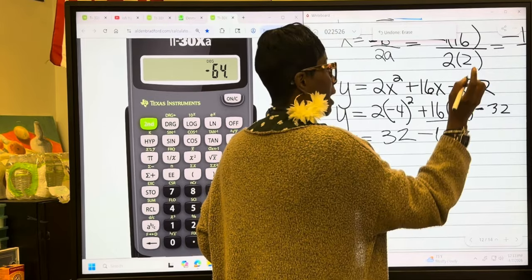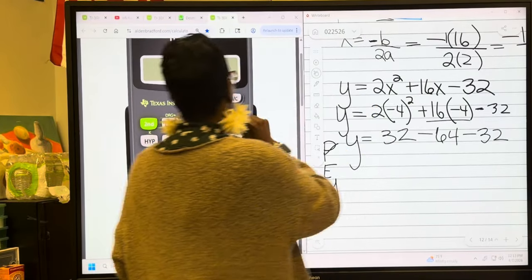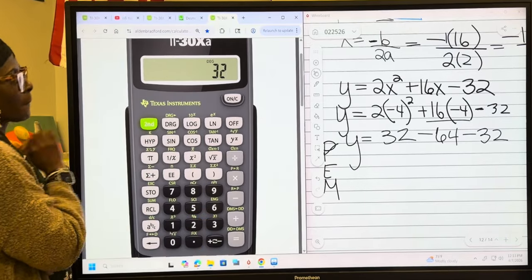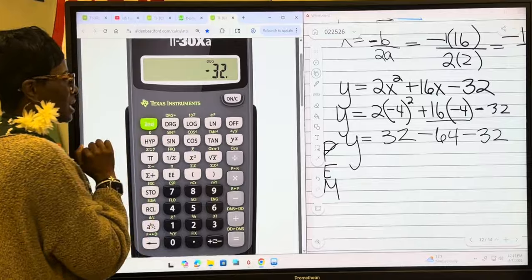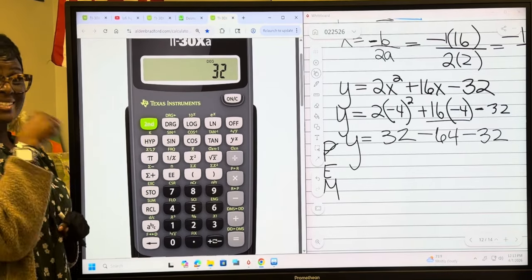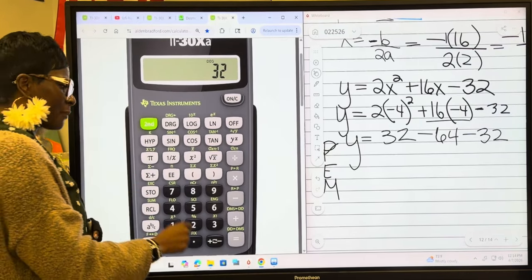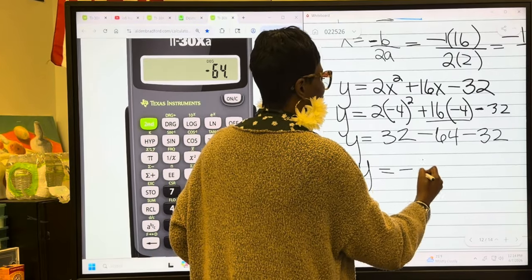yes, 64, and bring down my what? 32. What kind of 32? Negative 32. Now we go back over here to our handy dandy calculator. What are we going to put in? 32 minus 64 minus 32. Do I put in minus negative 32? No, that's not a double negative. Just minus one time, 32 equals. Negative 64. So y equals negative 64.